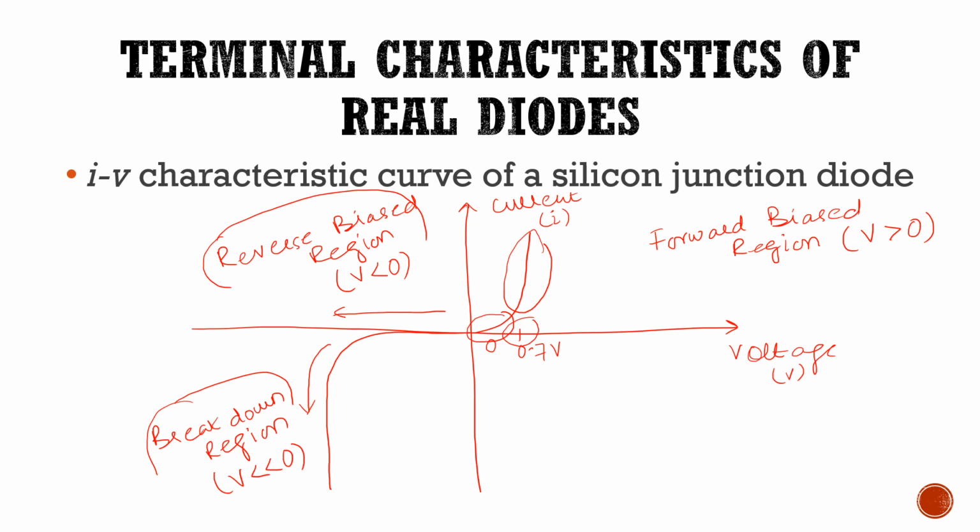Now, these three regions are the modes of operation of real diodes. We have studied that in ideal diodes there are two modes of operation, that is forward biased region and reverse biased region, whereas in real diodes there are three modes of operation. First is forward biased region, second is reverse biased region, and third is breakdown region.